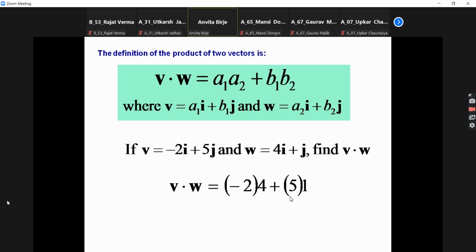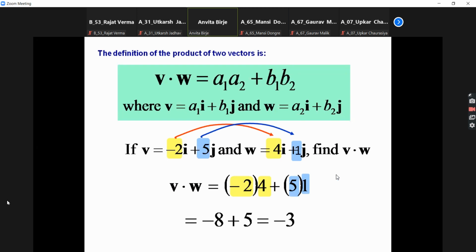Okay, so if you want to multiply two vectors, you just multiply the x coefficients, or in this case the i coefficients. So I multiplied -2 and 4, which are the coefficients of i, and then added it to the product of the coefficients of j. If there is a z or k, then after that you add that term with a plus sign. So if I calculate, this will be minus... the product of two vectors is going to be a scalar value. As you can see, it is -3.